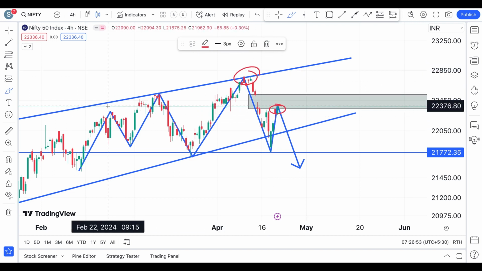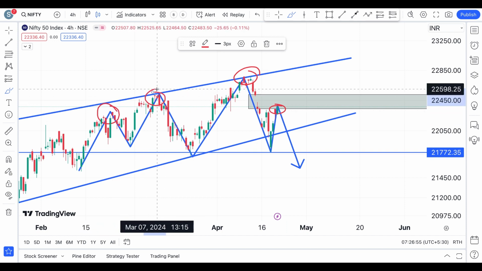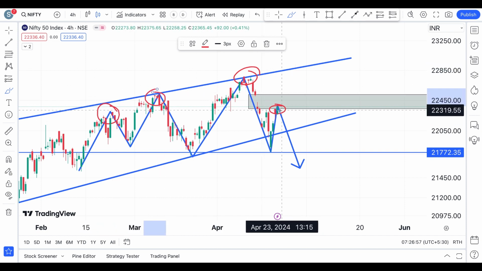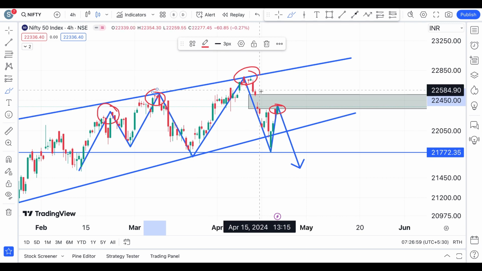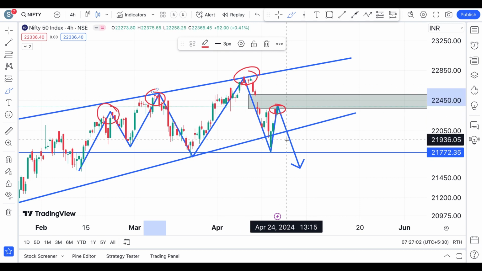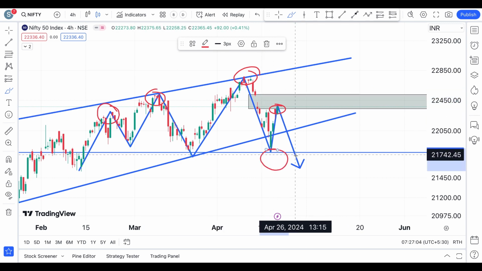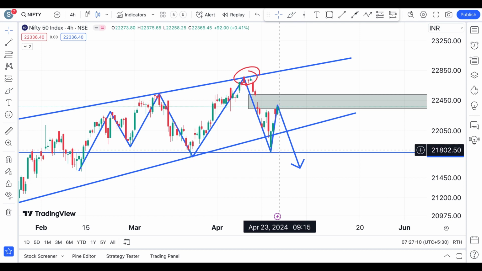So all these are higher highs on a higher time frame, but this has a chance now to give us a lower high, and after that if you see a breakout of this, then we can expect momentum towards the downside. But let's wait and see what's going to happen. I hope you have understood this.